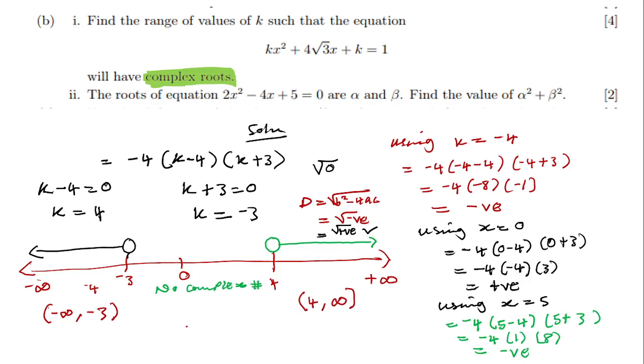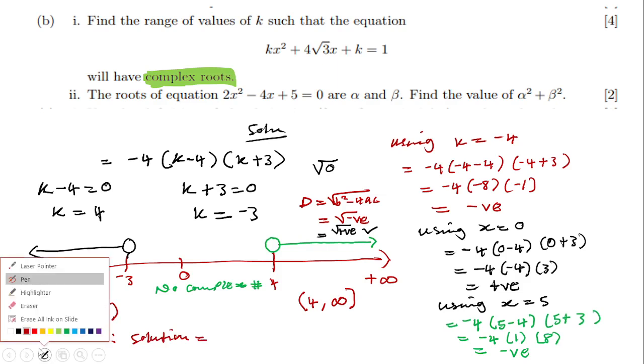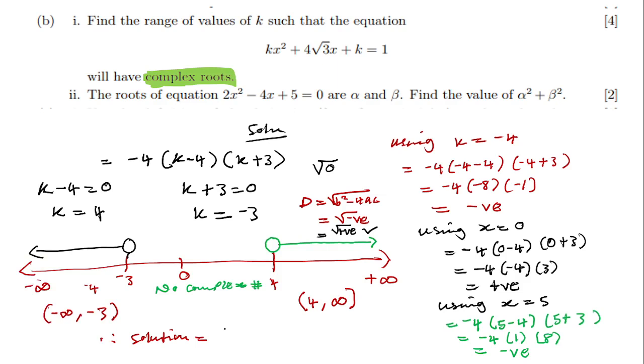Infinity. Therefore, the solution set, which is the answer, you are going to write the following: open bracket negative infinity, negative 3, close bracket, union, then you are going to say open bracket 4, infinity, close bracket. So this is your final answer. Simple.